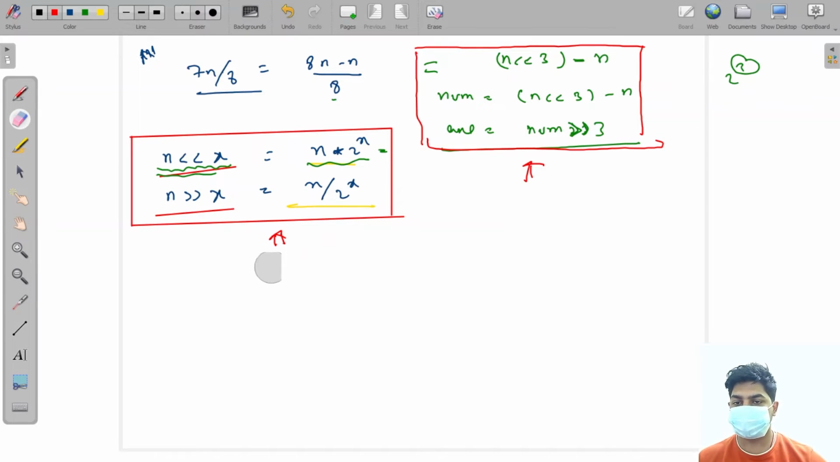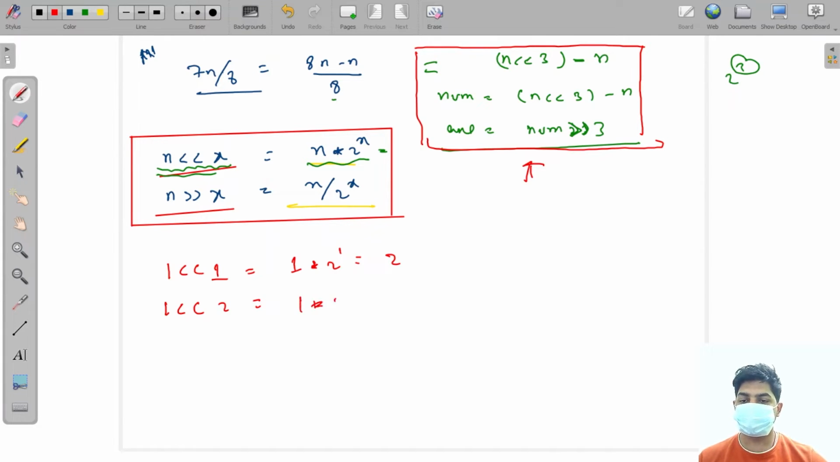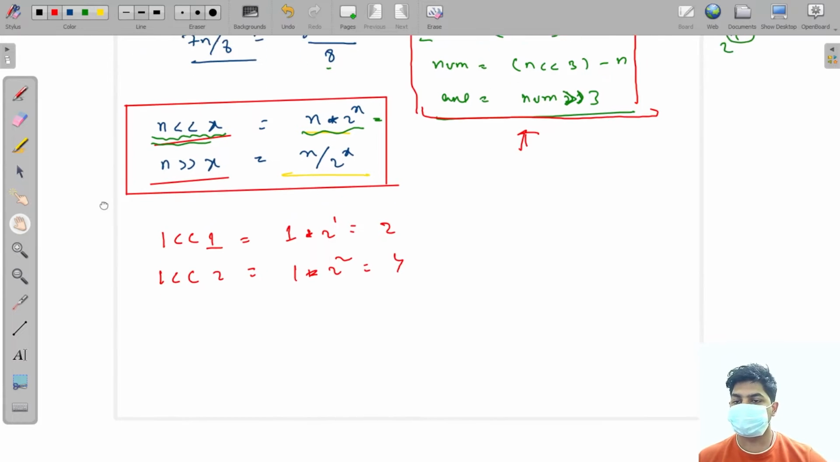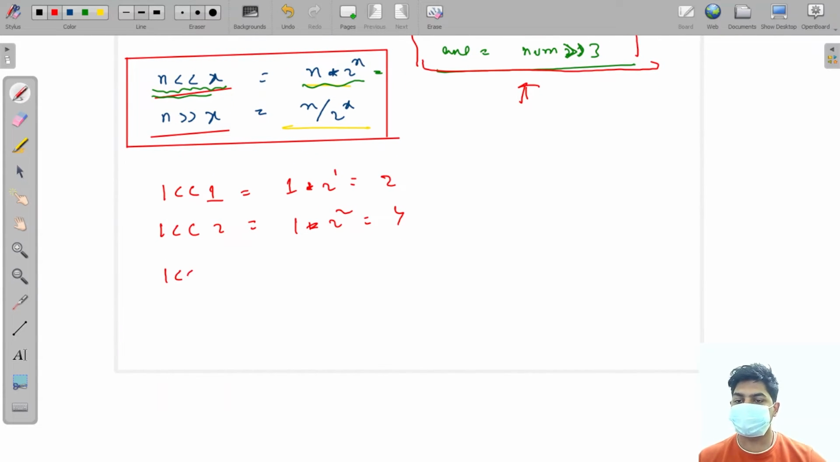Here we have written n left shift of x is equal to n into 2 raised to power x. If we write 1 left shift of 1, it will be 1 into 2 raised to power 1, that is 2. 1 left shift of 2 is 1 into 2 raised to power 2, that is 4. 1 left shift of 3 is 1 into 2 raised to power 3, that is 8. 2 left shift of 2 is 2 into 2 raised to power 2, that is 4 2s are 8. It works in this particular pattern.